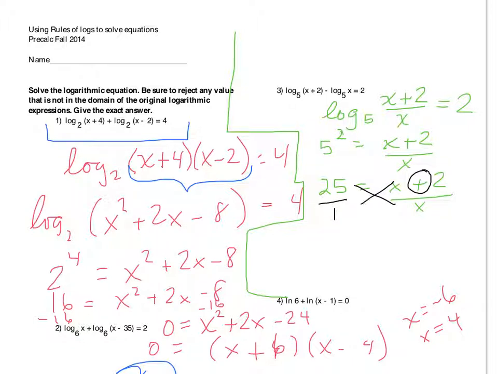Okay, so we cross multiply. But don't put them in a fraction together. 25 times x is 25x. Then put your equal sign, and put the other quotient on the other side. x plus 2 times 1 is x plus 2. And you're solving for x.